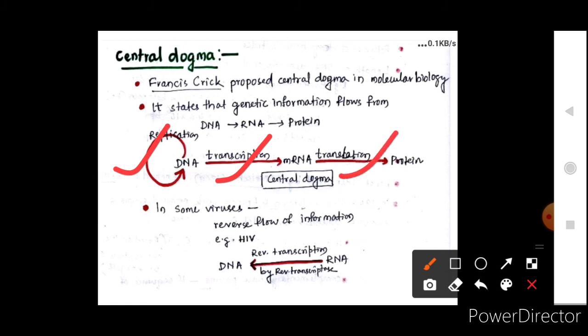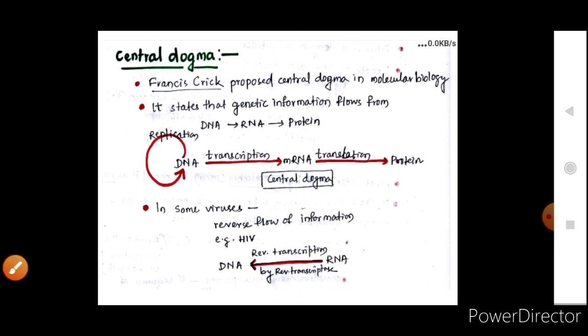In some viruses there is a reverse flow of information, like in HIV. From RNA, DNA is formed. We know that when RNA is formed from DNA we call it transcription, so when DNA is formed from RNA we call it reverse transcription, and the enzyme responsible for this reverse transcription is reverse transcriptase.